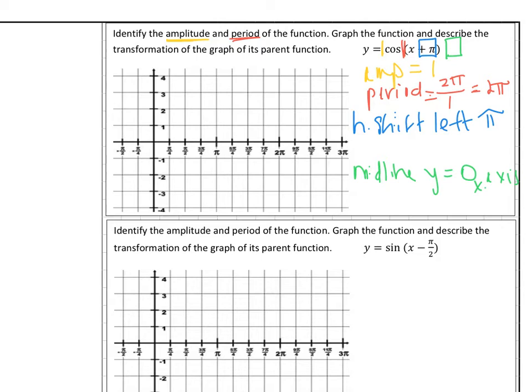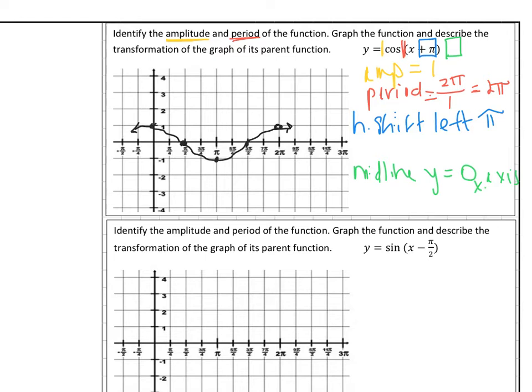Okay, so we start with graphing our parent, and this is a cosine function. So again, we're going to start at 1, go down to 0, down to -1, back to 0, and then back up to 1. So this is our parent. That's one cycle. It continues, remember. This time our amplitude is not going to change, and our period length is not going to change, but we're going to shift each one of these points left pi.